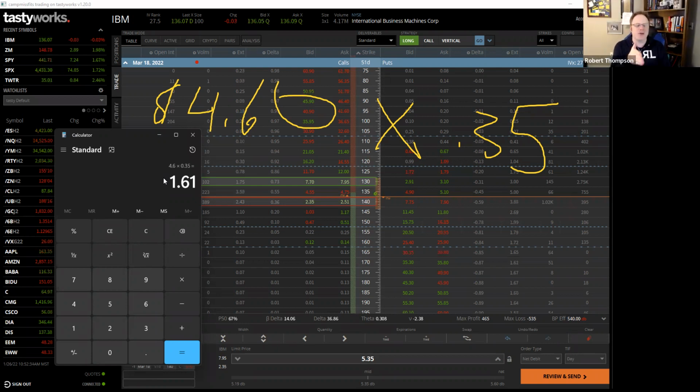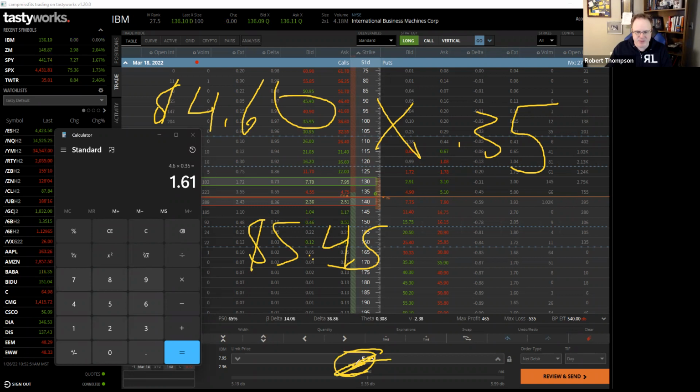That's not the order number, right? You have to add that to the debit you paid. This is your profit number. You want to make $1.61 on the trade, but you still have to add that to the debit that you did end up paying. So 540, depending on what you get filled at. I mean, again, the prices are moving around.